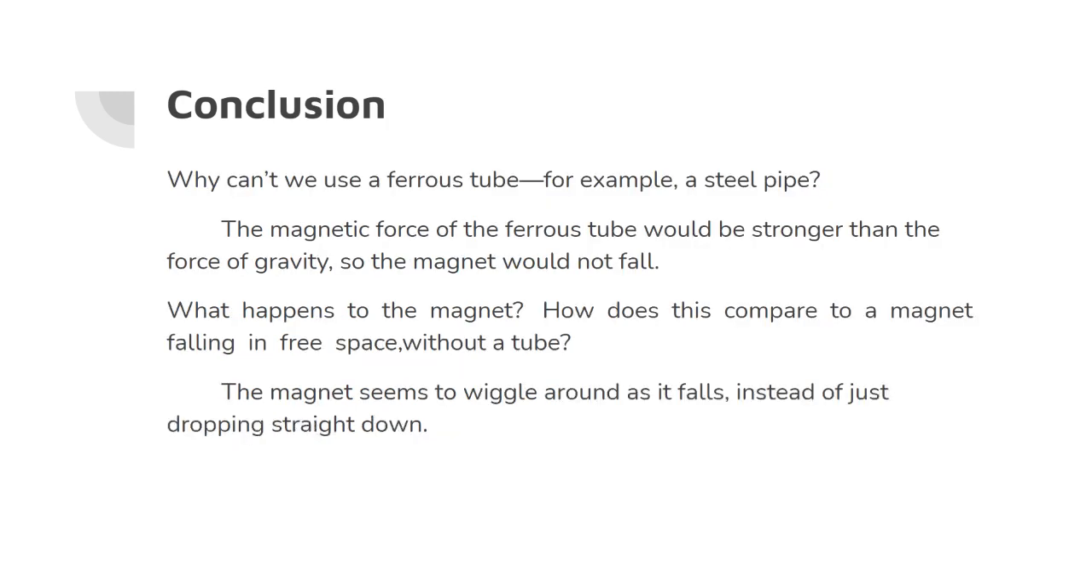And so why couldn't we use a ferrous tube? Well, the magnetic force of the ferrous tube would be stronger than the force of gravity, so the magnet would just not fall. And so what happens to the magnet as it falls? It pretty much seemed to wiggle as it falls instead of just dropping straight down as it would when falling in free space.